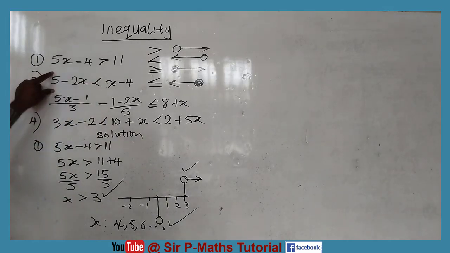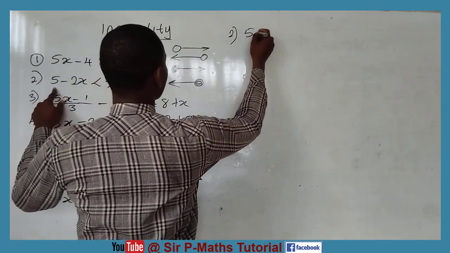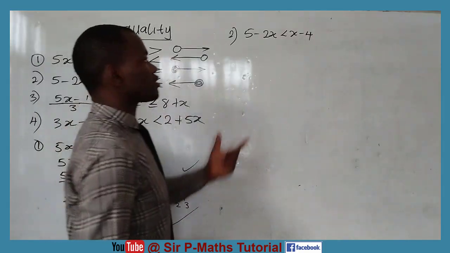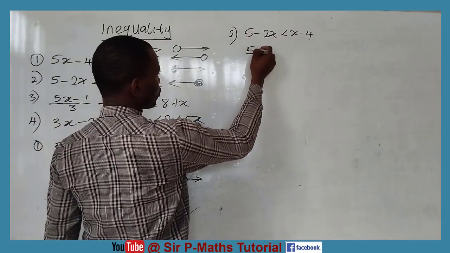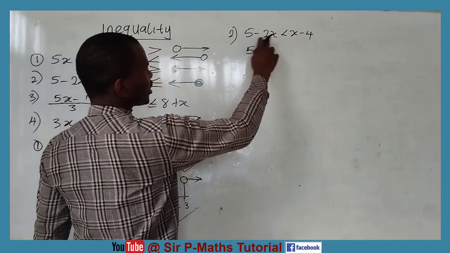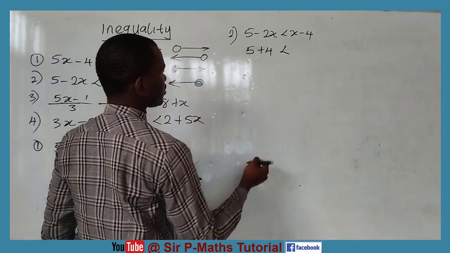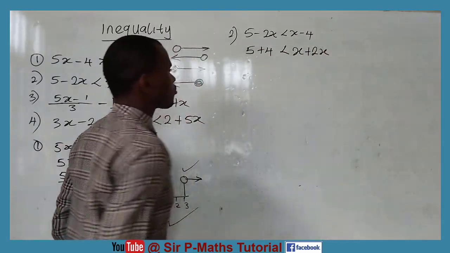Let us solve number 2. I have number 2 as 5 minus 2x less than x minus 4. Make x the subject formula. 4 will come over to meet 5. I'll have 5 plus 4. 2x minus 2x will go over to meet x here. This is less than x plus 2x.